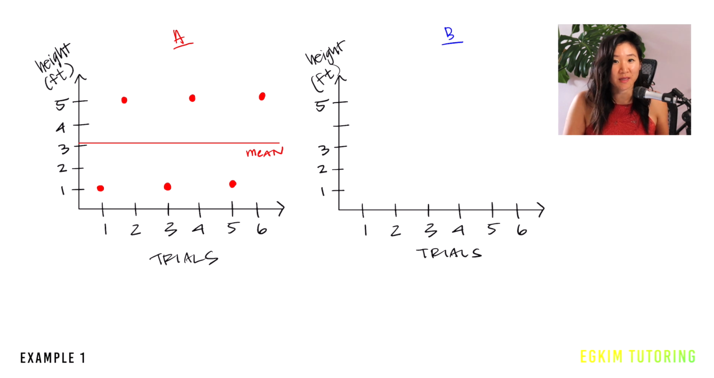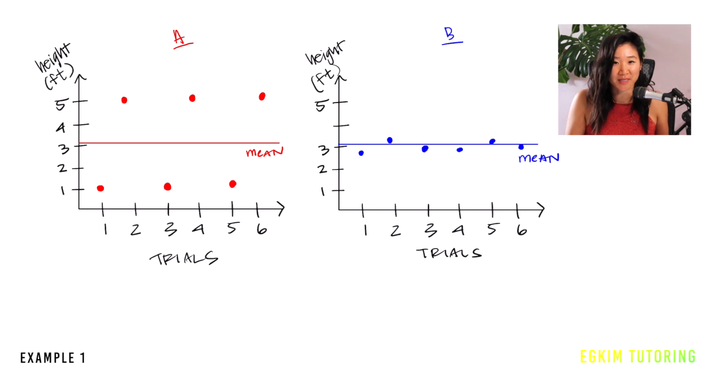Then for scientist B, let's say that they measure a height of 2.9 feet for trial 1. Let's go ahead and plot that. Then they measure 3.1 feet for trial 2, and then 3 feet for trial 3. Basically, their data points are very close to 3 feet, such that the mean is also 3 feet. So let's go ahead and draw a line through 3 feet again, and then also label it as the mean.